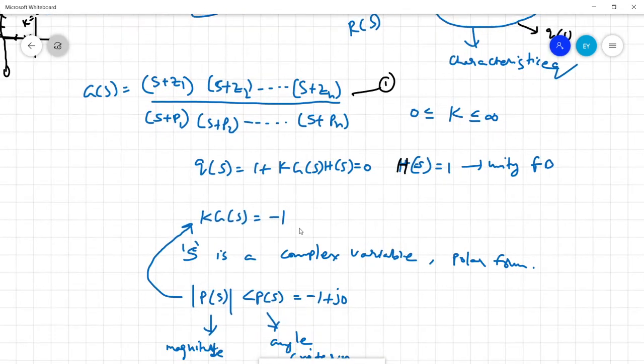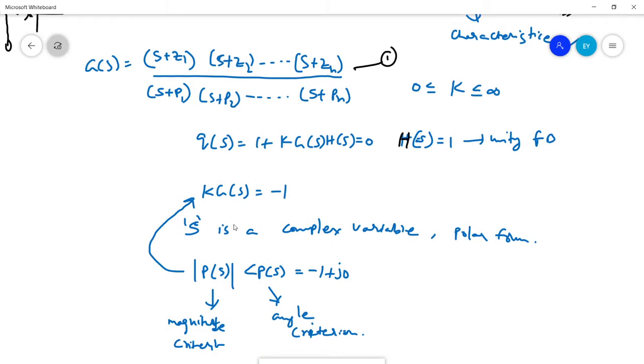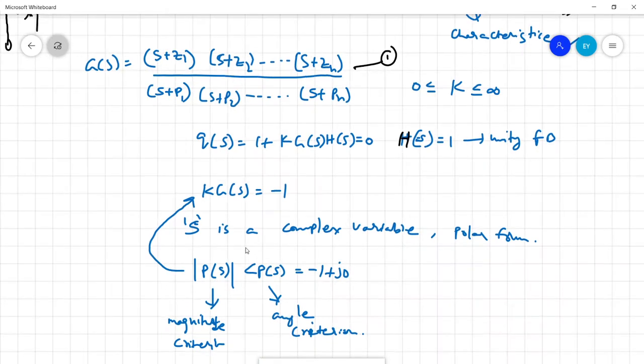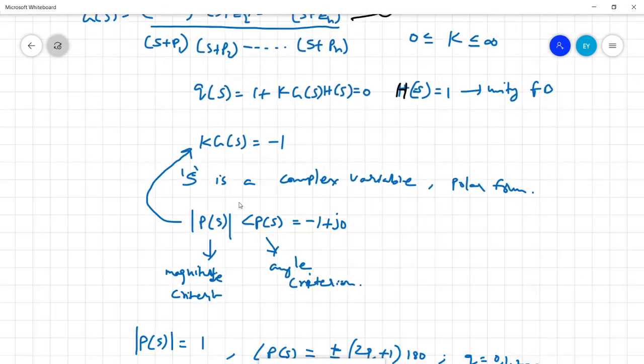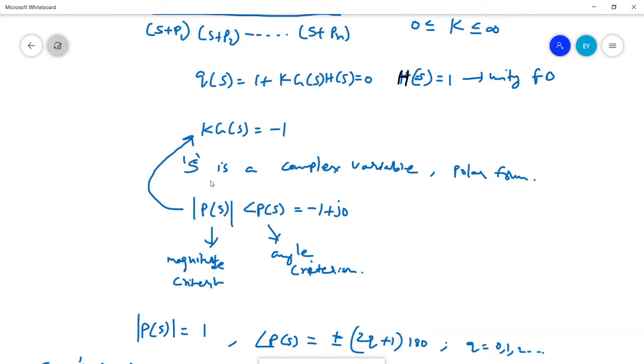From this equation, s is a complex variable and we can represent s in complex form. We can represent this in polar form by segregating the magnitude and phase, right? So magnitude criteria and phase criteria: this k into G of s can be represented in terms of magnitude and phase, that is equal to minus 1 plus j0, right? Where magnitude is the magnitude of P of s and phase is the angle of P of s.